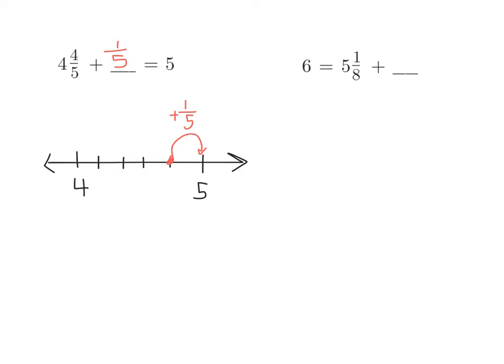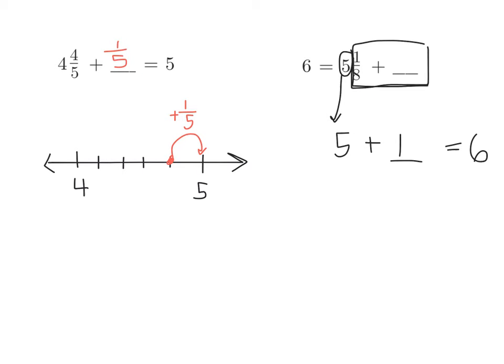We have 6 and we have 5 1/8. We're trying to add something to 5 1/8 to make it 6. So we already have 5. So we know that we need our fraction part to equal what? If my whole number part is 5, I need to add something to 5 to make it equal 6. 5 plus what will equal 6? Everyone? So that means I need my fraction part to equal 1.